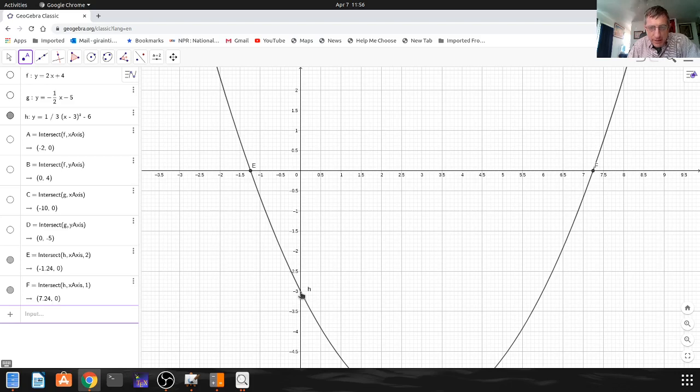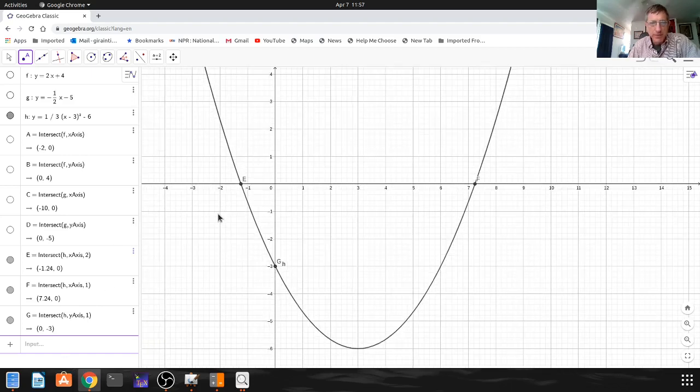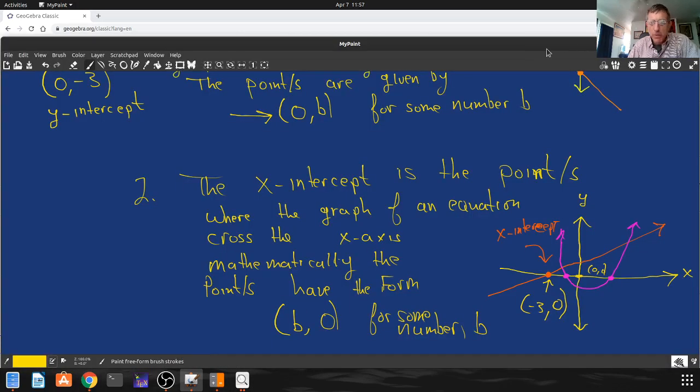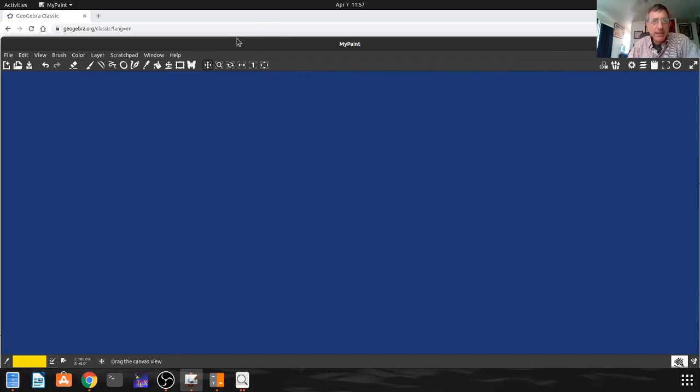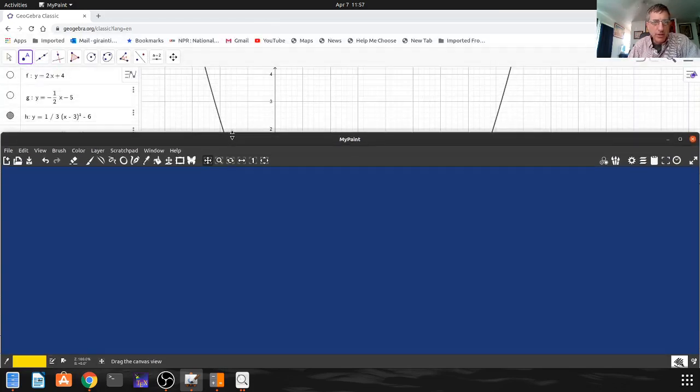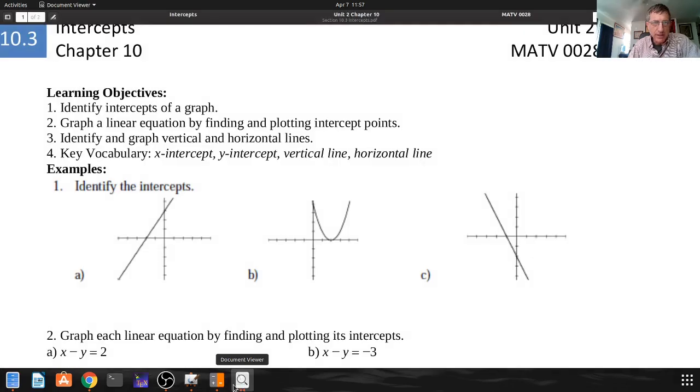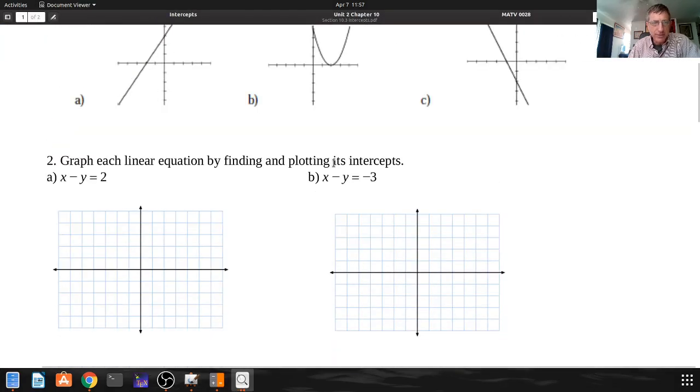But down here I have another y-intercept that's different from the x-intercepts, and in this case the y-intercept is 0, -3. So there are some examples of different intercepts of different graphs. So what we want to do, and what we're tasked to do, is much easier. We're just going to be dealing with linear equations. So the graphs of straight lines, not parabolas, but straight lines.